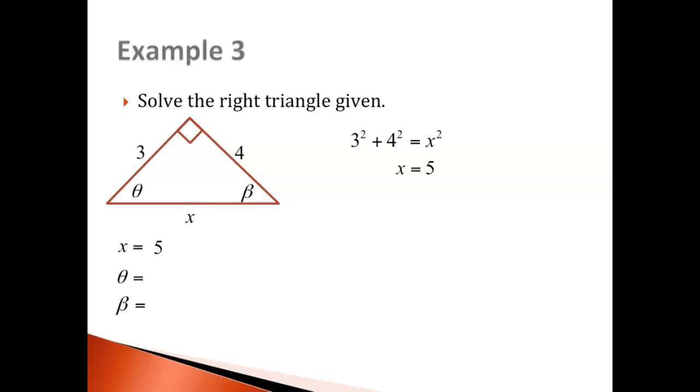So to find theta, we look at 3 and 4 and how it's related to theta. So 4 is opposite angle theta, and 3 is adjacent to it. Okay, if we have the opposite and the adjacent sides, then we probably want to use tangent. So tangent of theta is equal to 4 over 3.